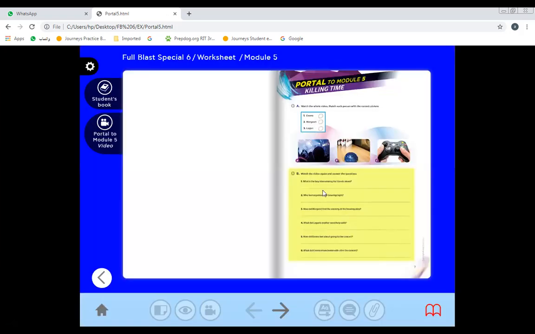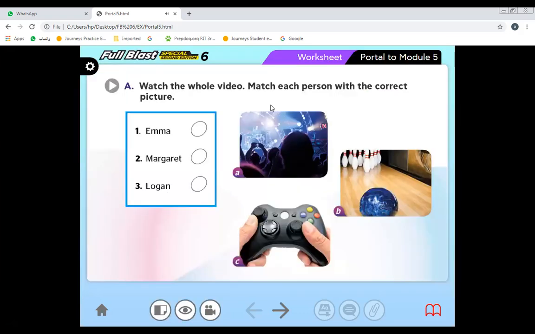Okay, did you watch the video? Are you with me? Are you following? Yes. Okay. The first question, watch the whole video as what we did. Match each person with the correct picture. We have got Emma. Which picture is suitable to Emma? A, B, or C? A.